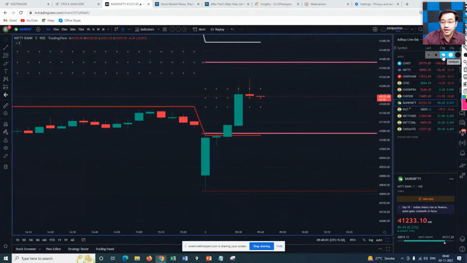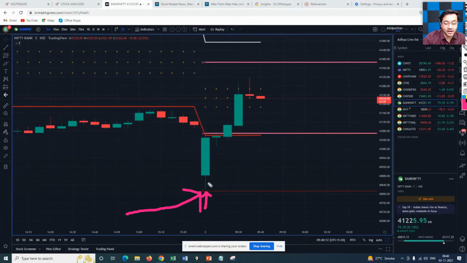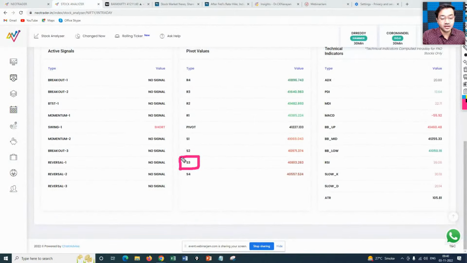Ye wala jo level tha S3 ka level, it went gap down, made a low exactly there, और वहां से उसने reverse मारा है. Okay, and ये particular S3 level for all of you guys is already available inside of Neo, like Neo Trader here. And ये कोई normal S3 level नहीं है. This is not the S1, S2, S3 levels that you see in other places. This is Fibonacci pivots, and this S3 level is coming after considering Fibonacci numbers.